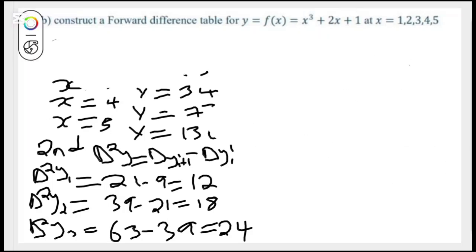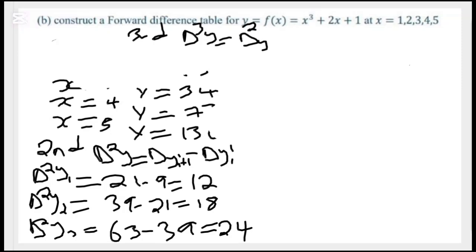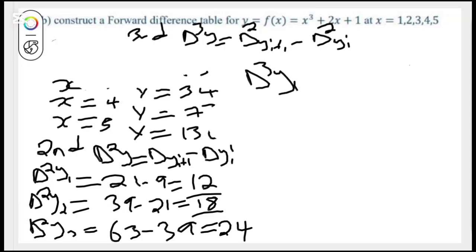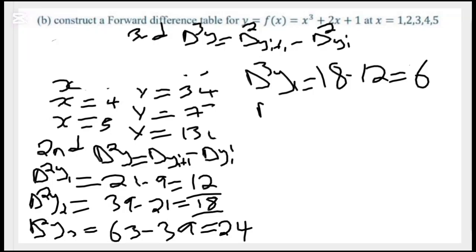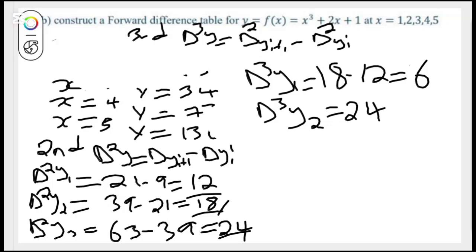And then I'm going to find the third difference. What will be the third difference, d cube y? It is the same thing as d square y of i plus 1 minus d square y of i. I'll say d cube y1 is the same thing as 18 minus 12, I'll get 6. And d cube y2 will be 24 minus 18, and I'll get 6 also.